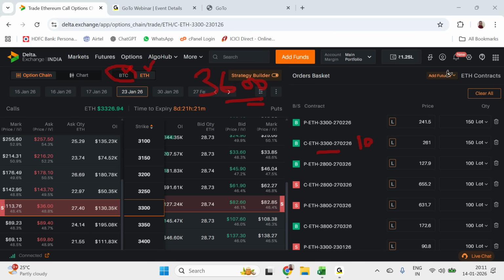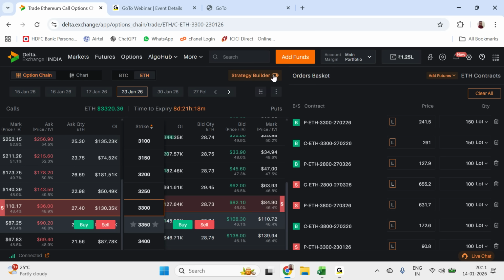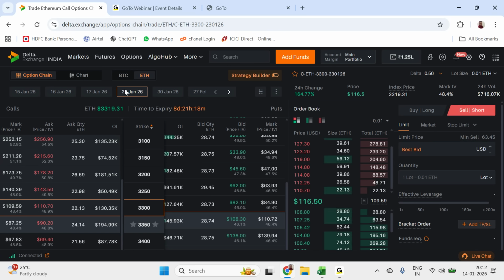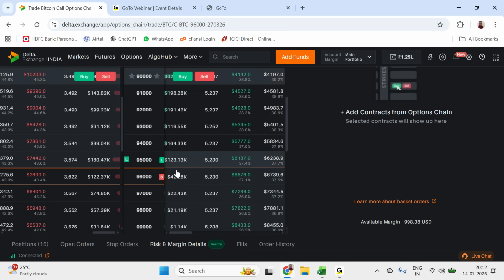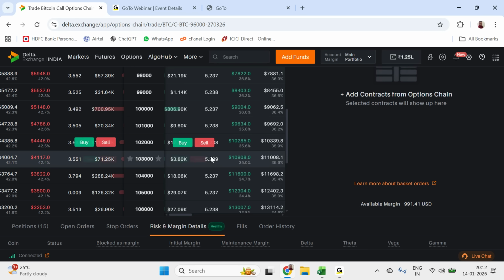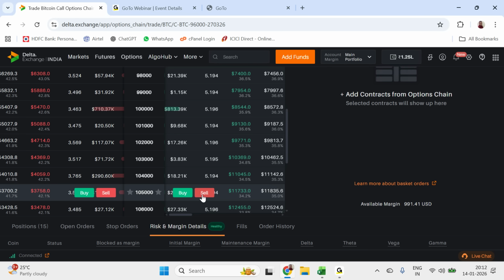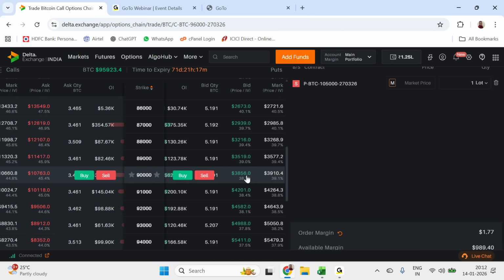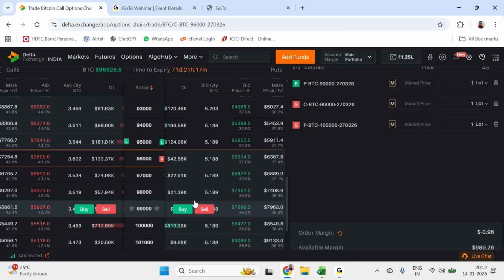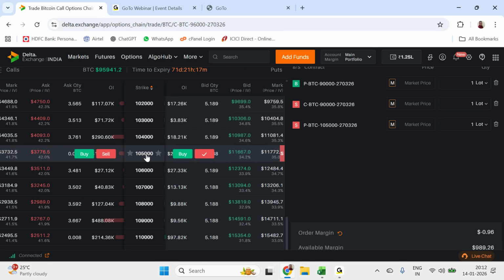So what should be done for BTC? Can you show something on BTC in a similar way? I can go to the strategy builder for BTC. It is almost 96,000. So here, March: 96, I can go 105. So 105 sell, and 96 is there, 90 call sell, 90 put buy, and 105 I sold.